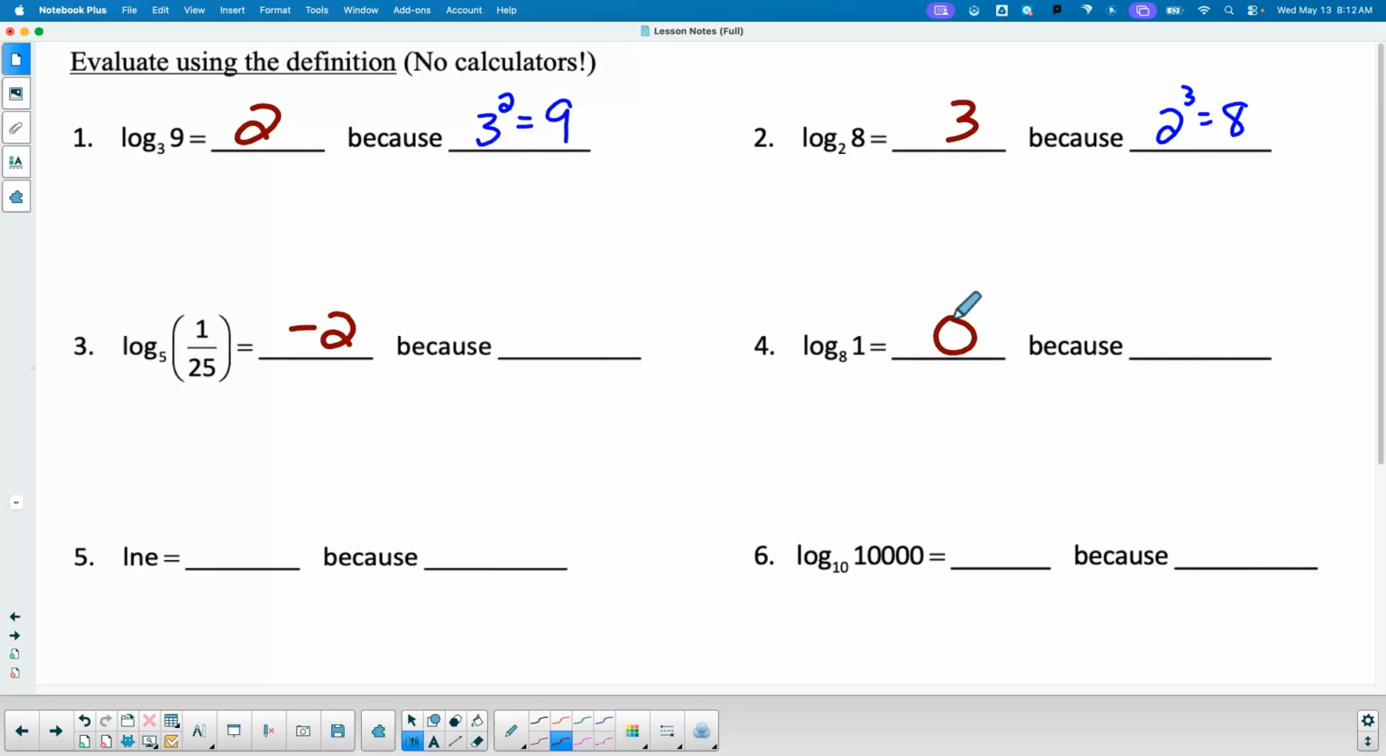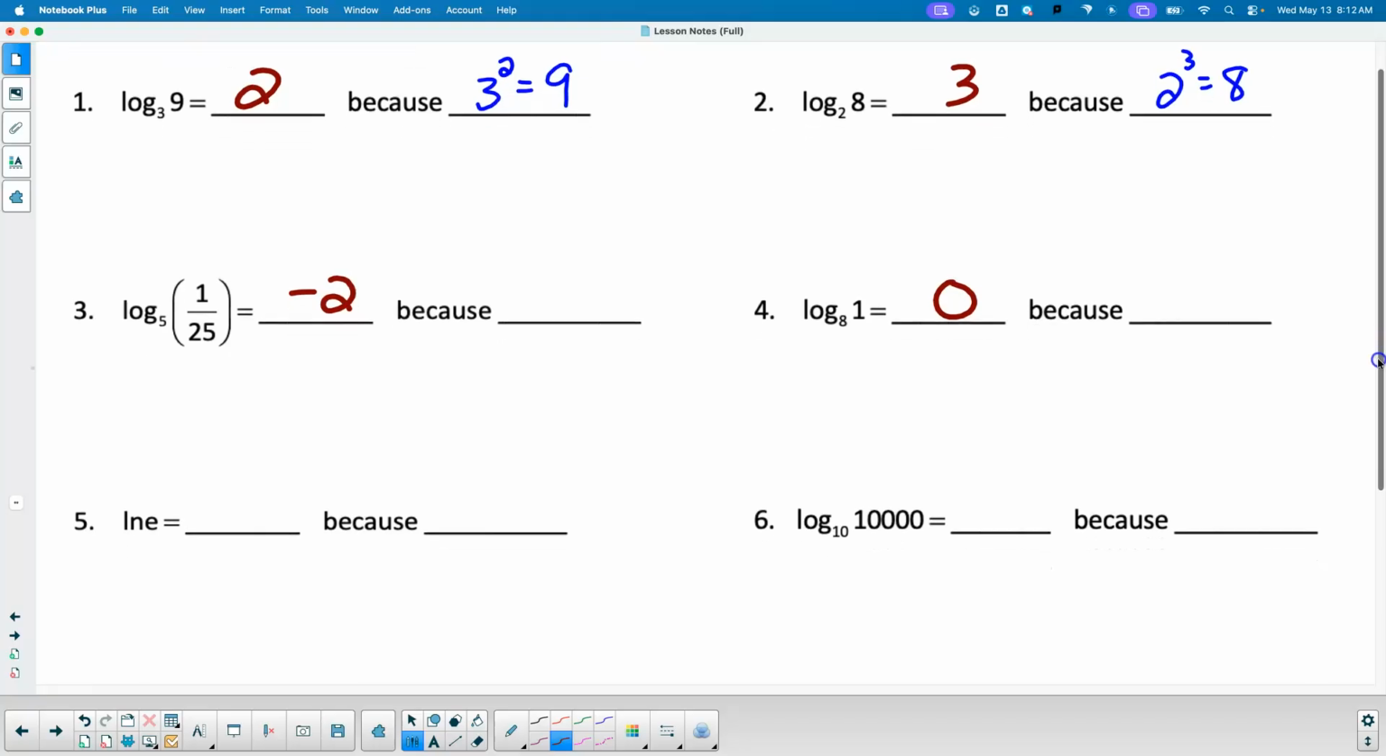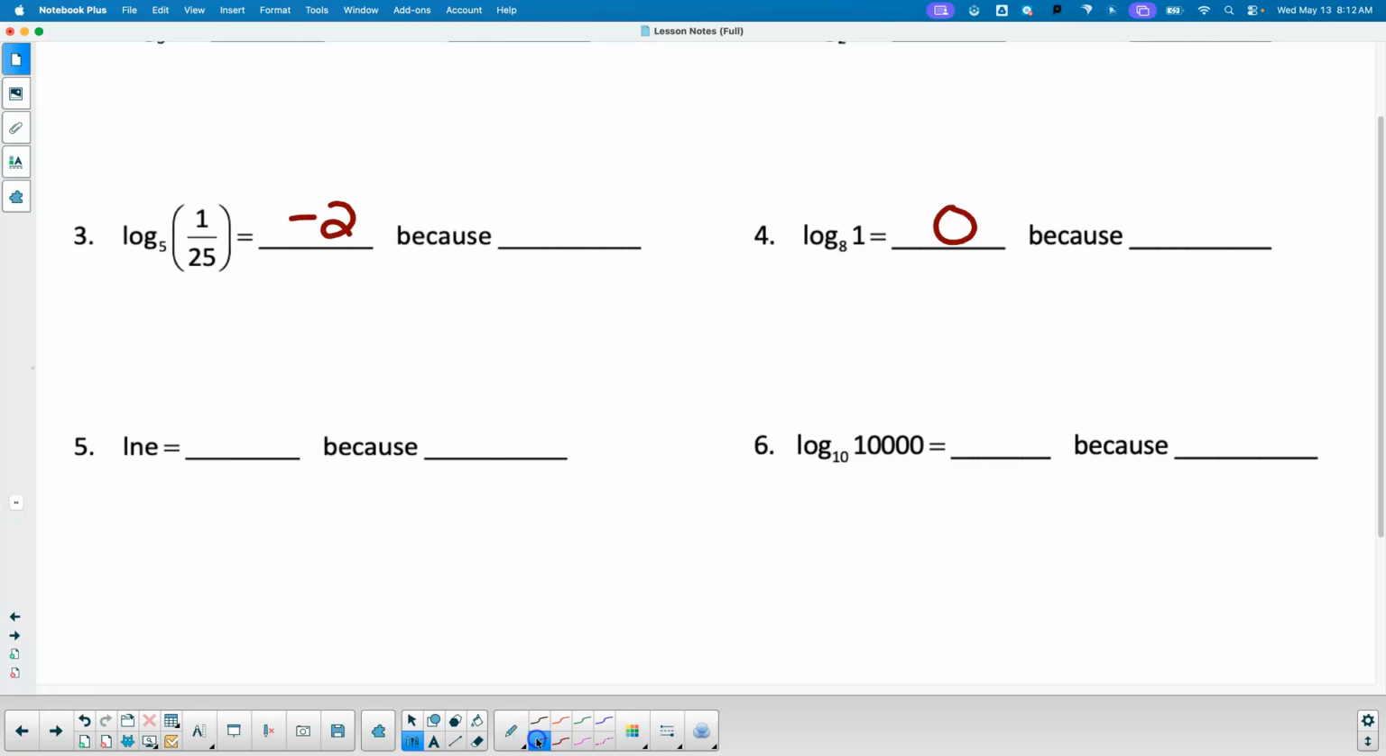Natural log is log base e. So I don't ever want to see you write down log base e, or log, is what I call it, because that is natural log. It's got its own separate thing. So log base e is ln, logarithm natural.